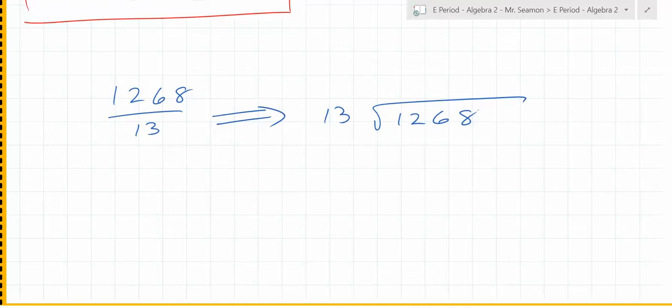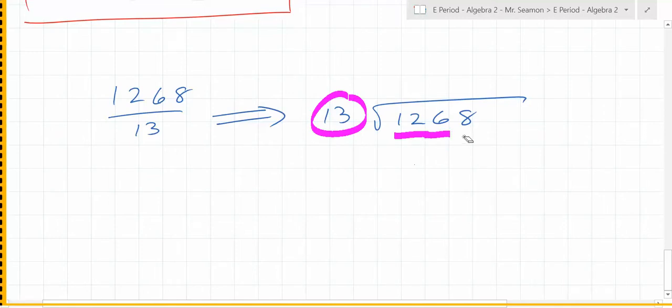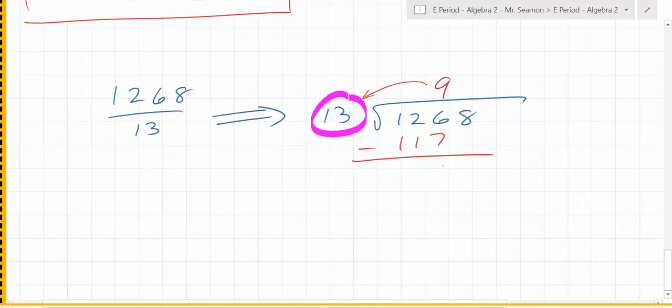Here we go. You look at your 13 and you ask yourself, does 13 go into 12? No. So you have to look at it going into 126. How many times does 13 go into 126 without going over? What's 13 times 10? Is 130 bigger or less than 126? So it's not going to be 10. What is it going to be? 9. So we put a 9 right there. Once you do the 9, you multiply by 13, and that's 90 plus 27. What's 90 plus 27? 117. And then what do you do? Subtract. What's 126 minus 117? 9.